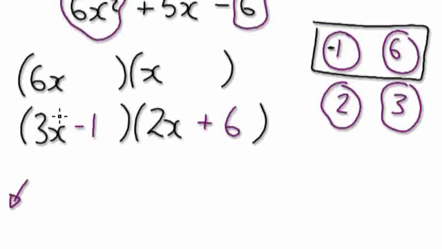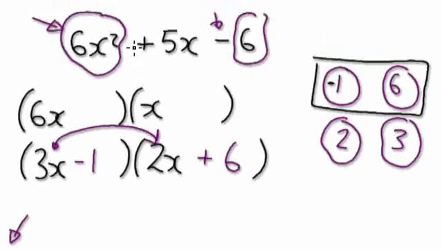So we could do this times this. That would give us 6x squared. We know it will work, so we don't really need this. Actually, let's just concentrate on the x. We are trying to get 5x.